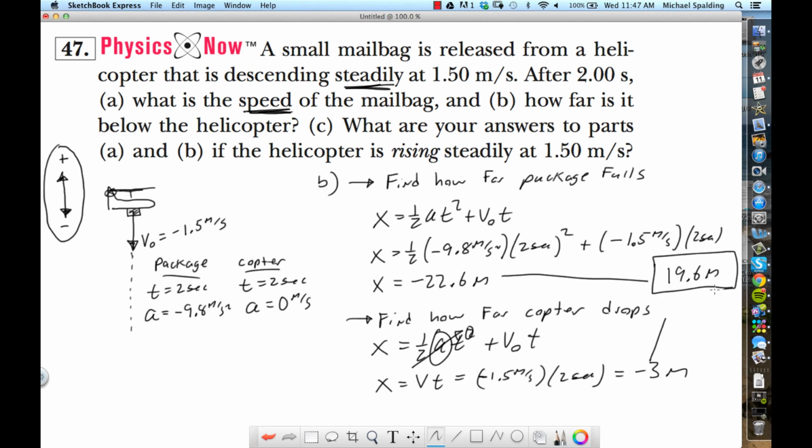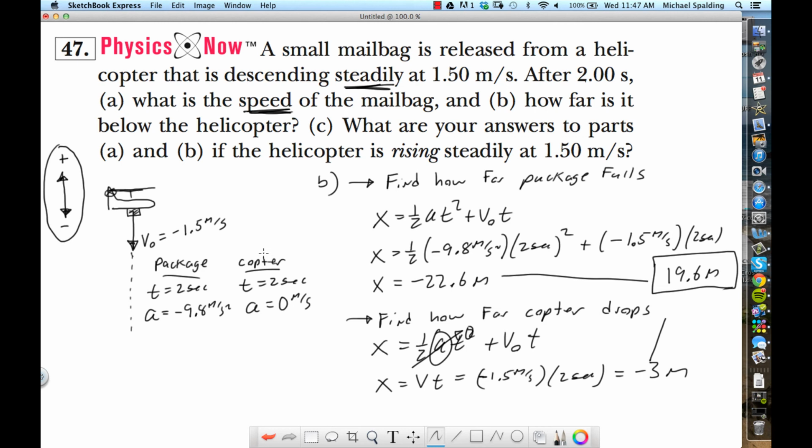You good? Wait, I only did one equation. You can't do this in one calculation because the helicopter and the package have two different accelerations.